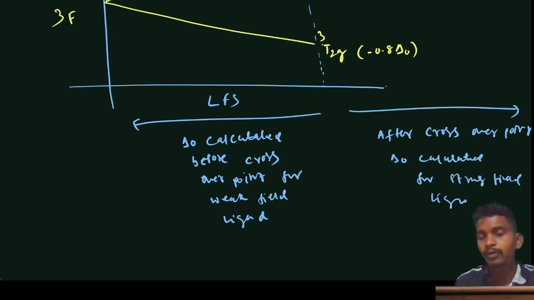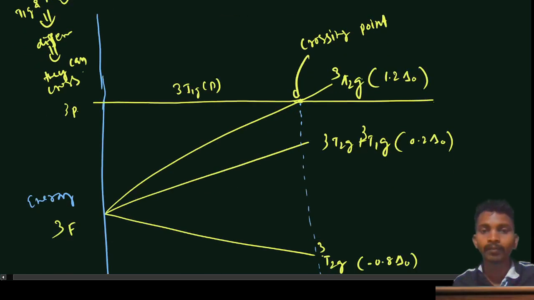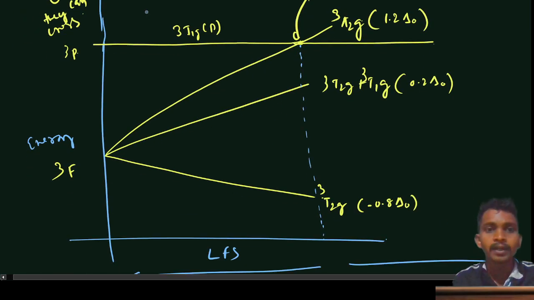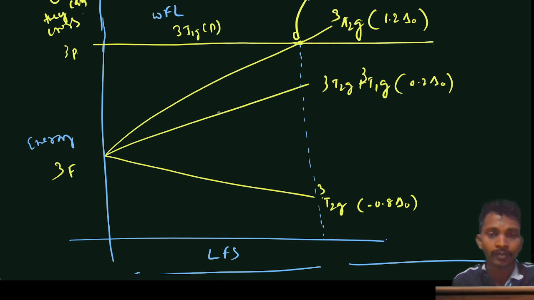So you have to look whether this is a weak field ligand or a strong field ligand. If a weak field ligand is given, then we will calculate before the crossover point. Okay, if the weak field ligand is given, then we will calculate delta naught somewhere from this. And if the ligand is a strong field ligand, then we will calculate delta naught after this. Okay, after this means that it will extend like this.